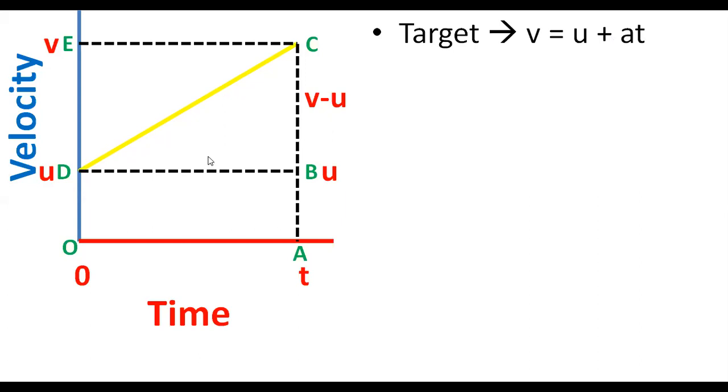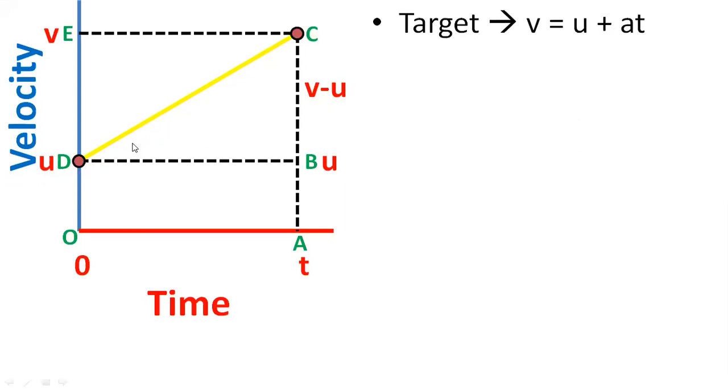But for slope, we should take some points, right? We should know certain coordinates. So what we'll do? We'll take these coordinates. We'll take D and we'll take C. So I have highlighted those points, because I am going to take the slope of this graph. Now, what are the values of those? One would be called x1, y1. One would be called x2, y2. What is the value of the x coordinate here? See, this coordinate is present on the y-axis, so the x value would be 0. And what about the y value? The y value would be u. Why 0 for x? Because this particular coordinate is present on the y-axis.